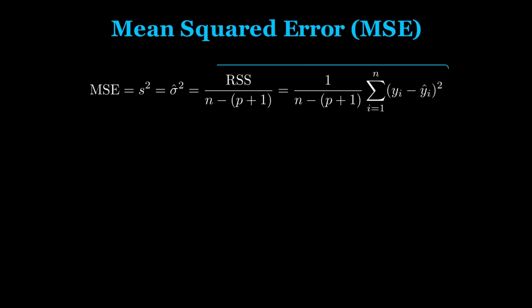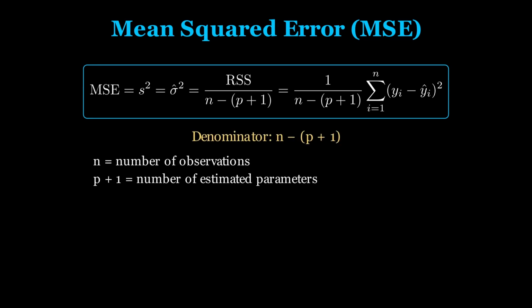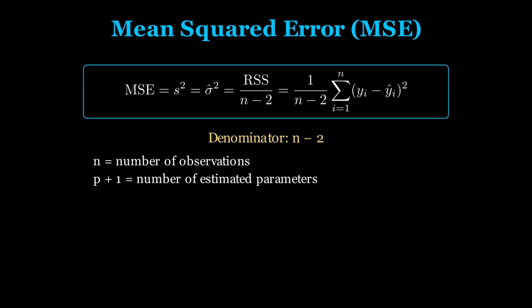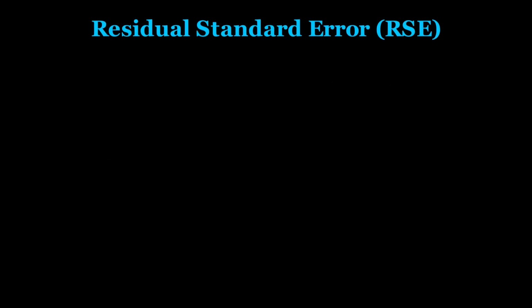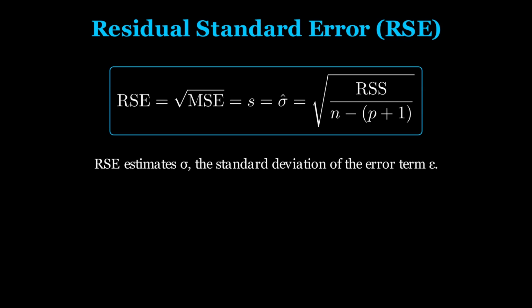To estimate sigma squared, the variance of the error term, we use the mean squared error, or MSE. This is the RSS divided by n minus p plus 1. The denominator is n minus p plus 1, where n is the number of observations and p plus 1 is the number of estimated parameters, the p slopes plus the intercept. In simple linear regression, this was n minus 2 because there were only 2 parameters. The residual standard error, or RSE, is defined as the square root of the MSE.